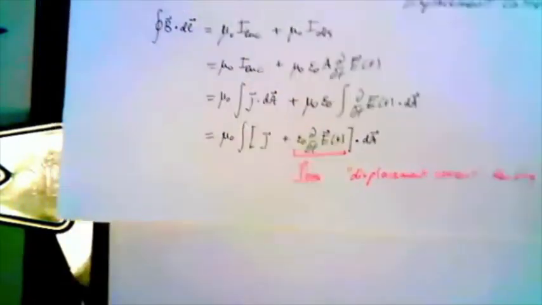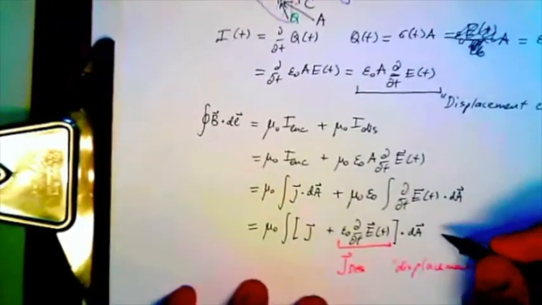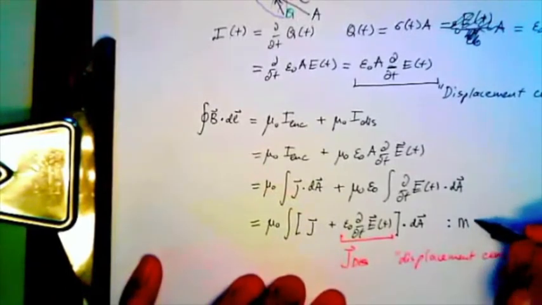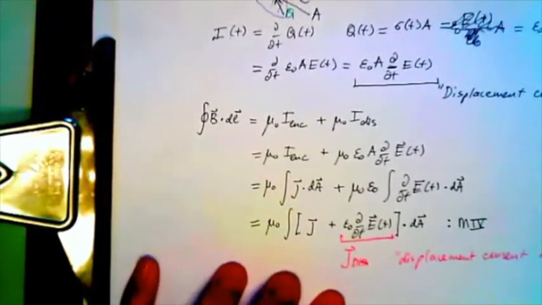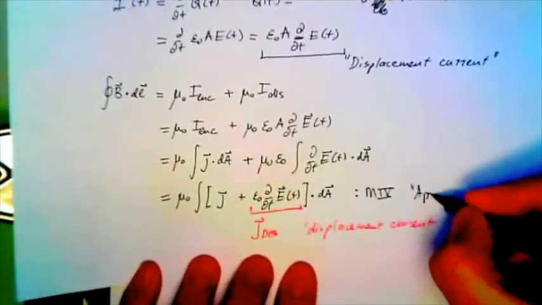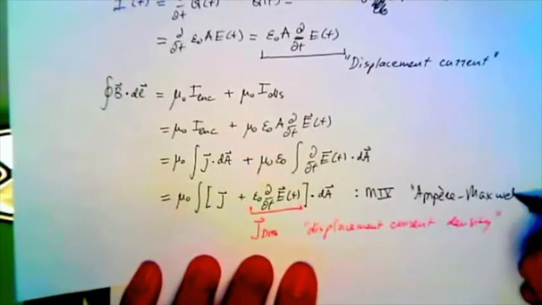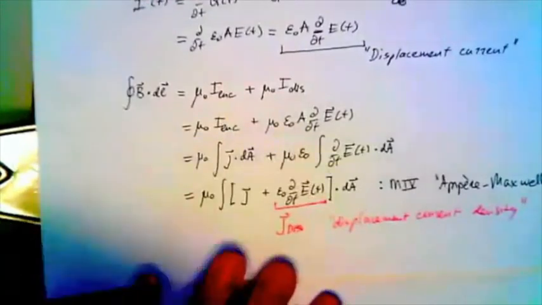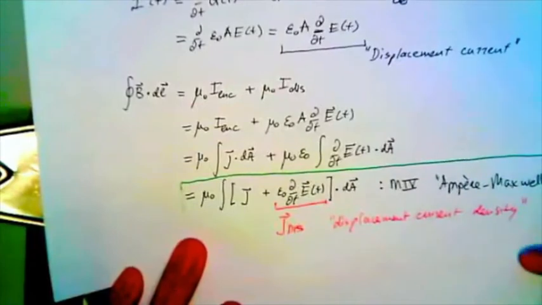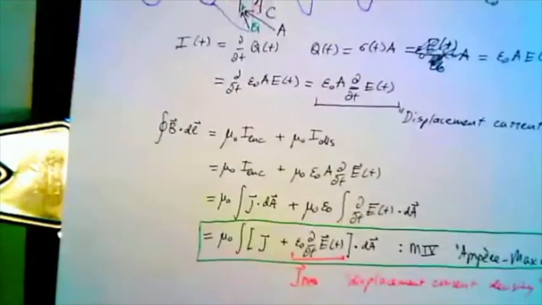Okay, so now this is the new formulation of Maxwell. So this is now Maxwell 4. And we're going to call this Ampere-Maxwell. We're adding Maxwell in honor of what I told you earlier, that he's the guy who figured out that there was something missing here.